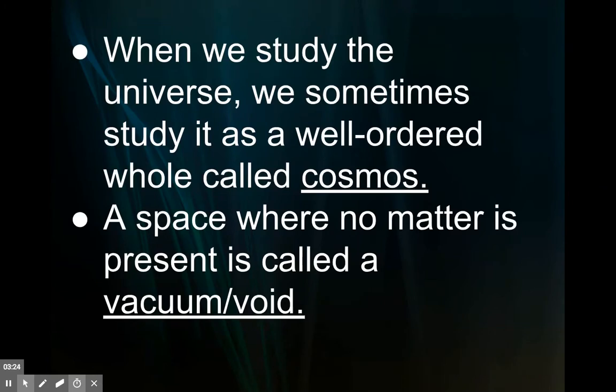When we study the universe, we sometimes study it as a well-ordered whole, which is also called cosmos. So whenever we look at how everything in the universe works together, that is called cosmos. So we're looking at the really big picture and all of the small things inside of it. A space where no matter is present is called a vacuum, or it can be called void, because there's no matter. So there's not even an atom there, nothing there. So where there is nothing, no matter, it can be called a vacuum, or it can also be called void. So our two words right now are cosmos and vacuum/void.